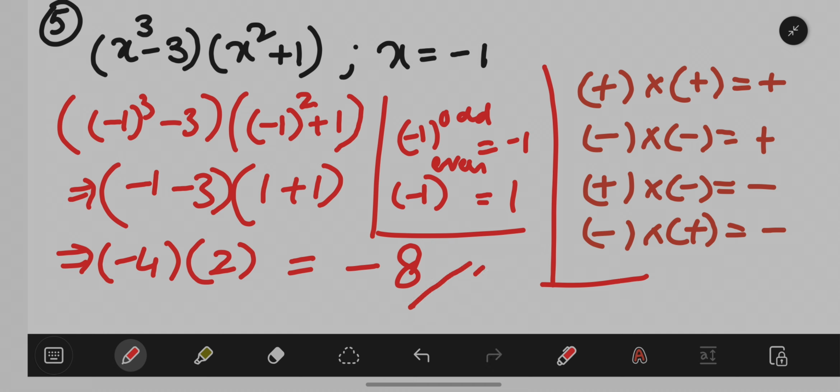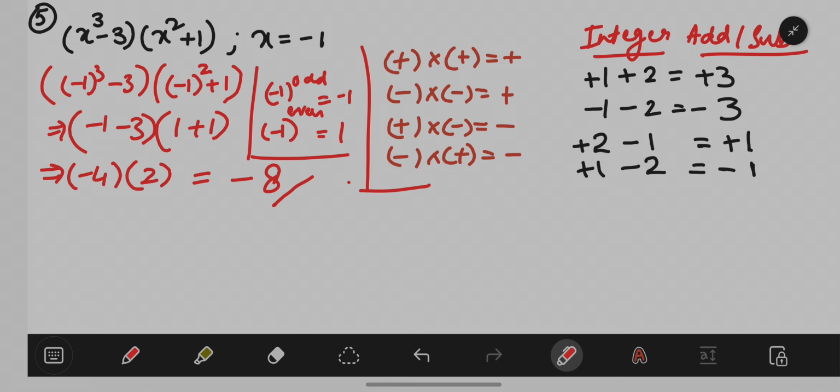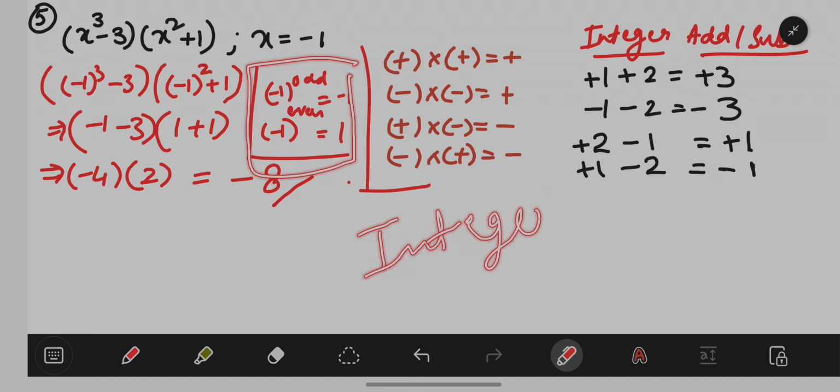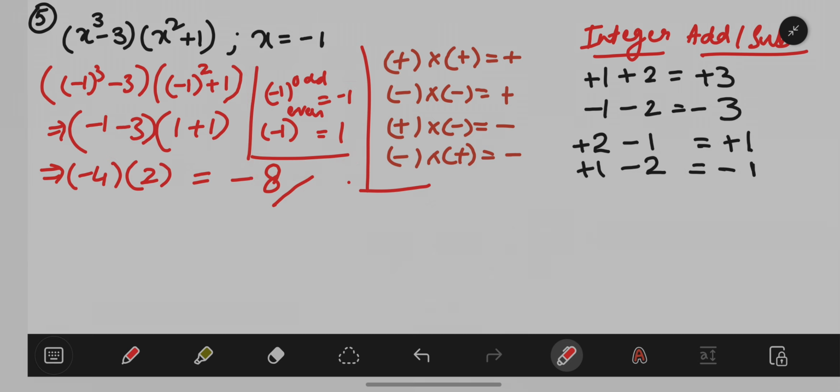Now talking about this question, minus 8 is the final answer. Even though this was the only concept we needed here, the prerequisite knowledge was all this. I've explained that also. Integer addition and subtraction you need to know. This multiplication chart you need to know. Only then can you solve this question very easily. This formula is what we have studied in this concept, but integers knowledge is also very, very important in order to do this question.